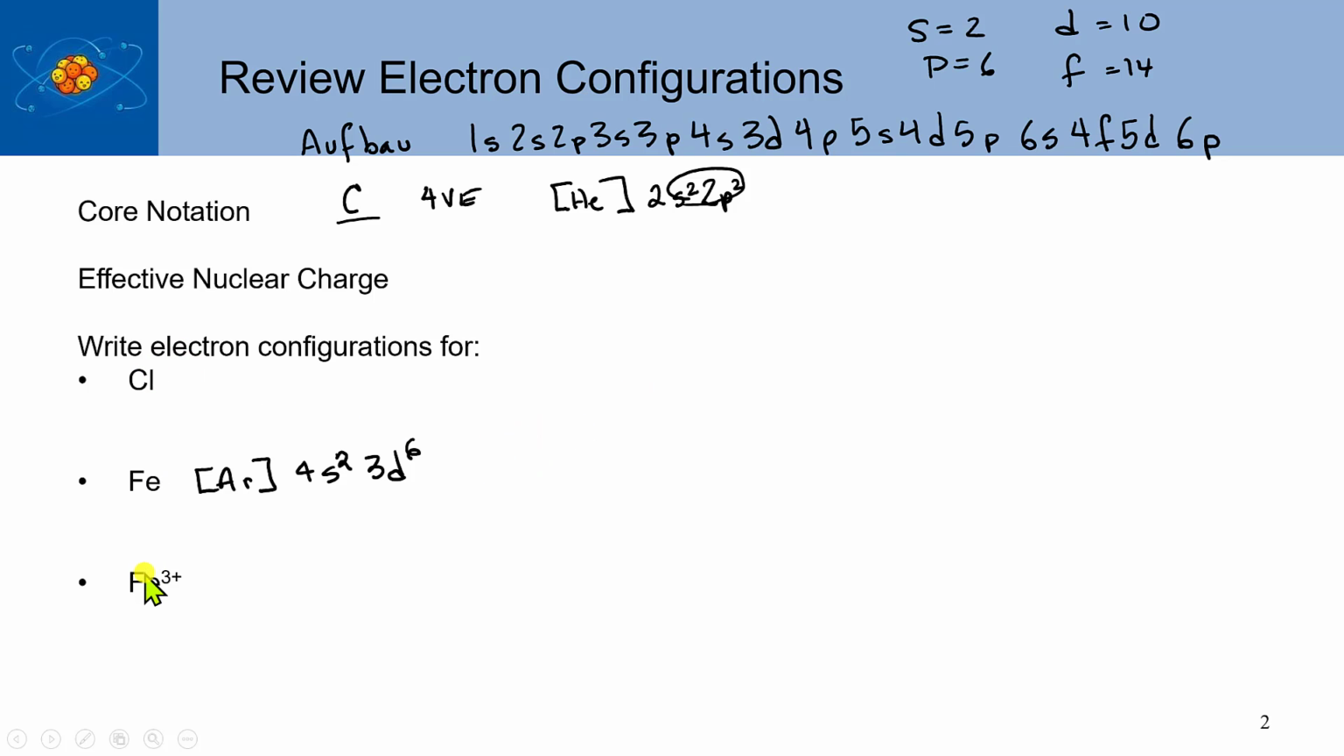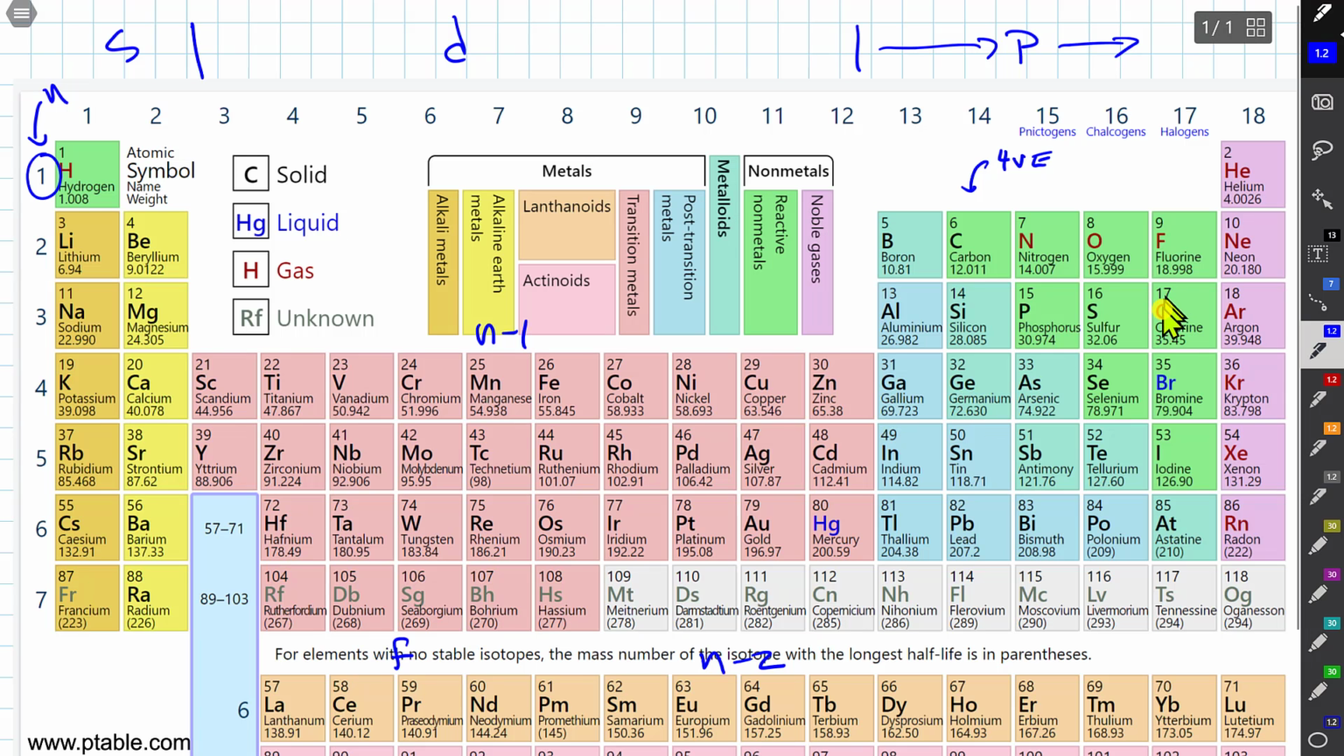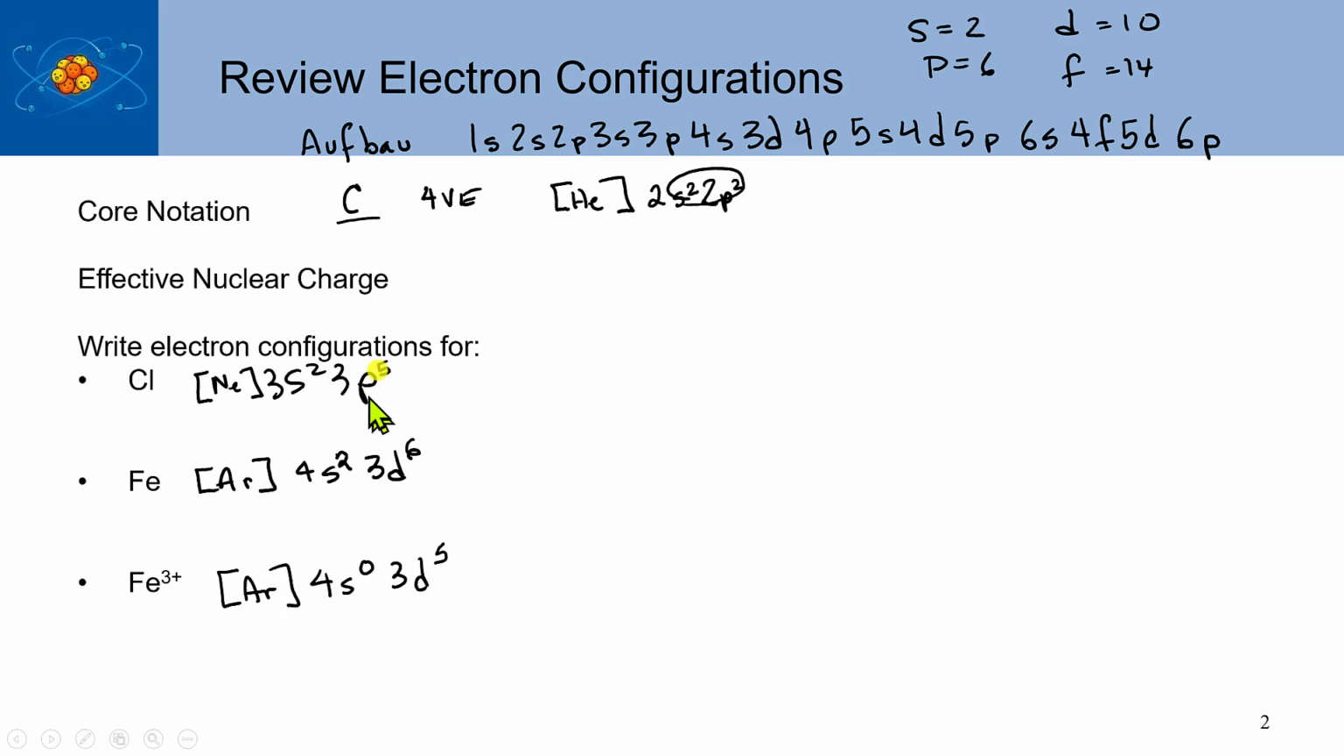Let's go ahead and practice electron configurations. Go ahead and pause it, and then try to do the ones for chlorine and iron 3+. Okay, so here we have it. For chlorine, we'll go back to the periodic table. We notice its core is neon. This is in energy level 3, so it's 3s2 and then 3p5, 1, 2, 3, 4, 5. Okay, so that's how I got that.